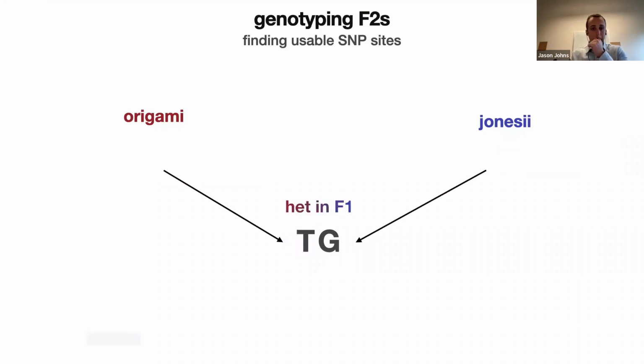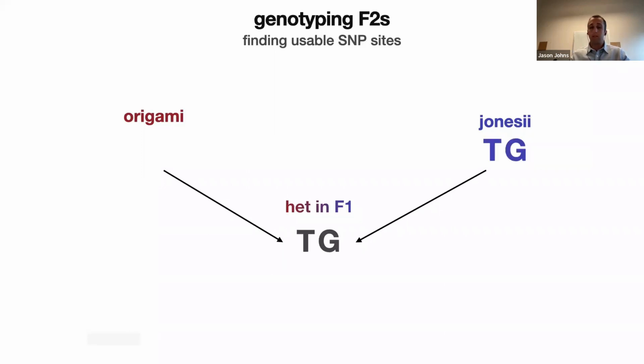So walking through this little demonstration here to figure out which SNPs are usable, the first thing is that SNPs obviously have to be heterozygous in the F1. Sites that are homozygous in the F1 got the same allele from both parents, so they're not useful. We don't know which came from which. So we go with only sites that are het in the F1. And because we only have sequence for the Jonesii parent, we need to use sites that are homozygous in Jonesii.